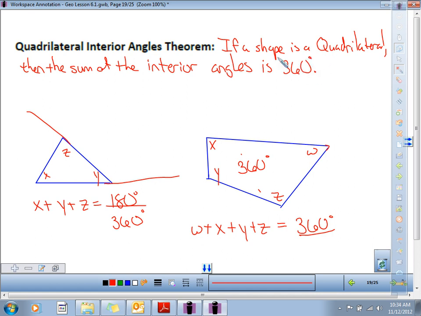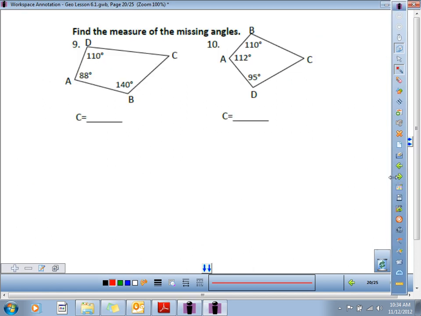Okay, so that's a nice pretty conditional. If a shape is a quadrilateral, then the sum of the interior angles is 360. So we have our conjecture and our conclusion right there. So if you need to, you can pause that and continue to write that, but I'm going to move on. So find the measure of the missing angles.